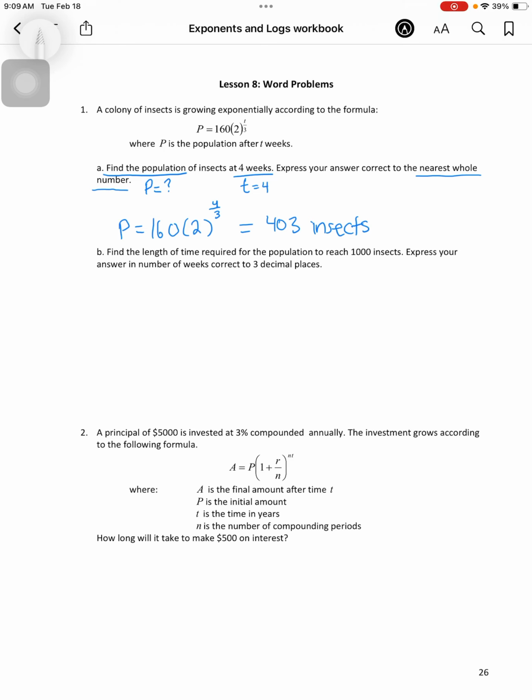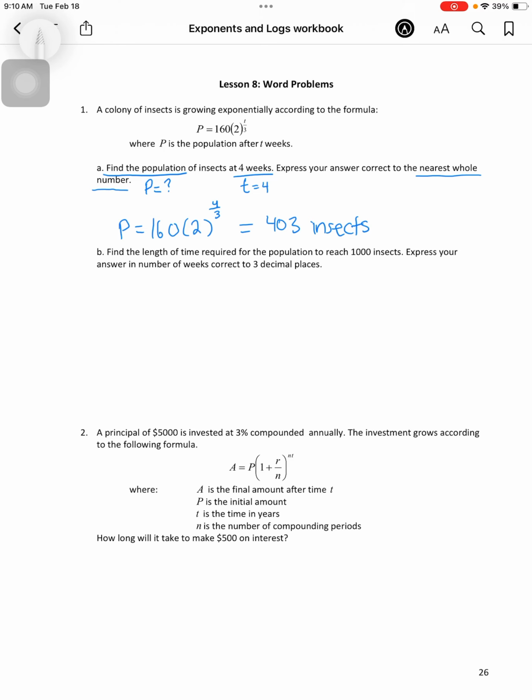Of insects at 4 weeks. So whenever you see a numeric value, not all the time, but generally, and especially in word problems, that means it's going to be representing a variable. So here at 4 weeks, weeks is represented by the letter T, so T equals 4. Express your answer correct to the nearest whole number. That means you're going to round it. So this would be a calculator question. They wouldn't expect you to do this in your head.